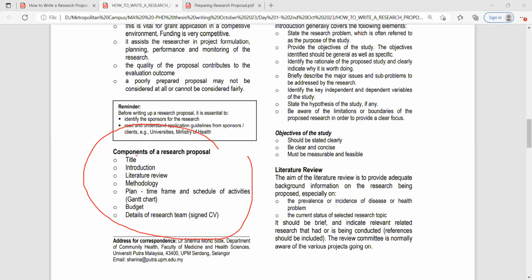See, the title should be there, introduction should be there, literature review, methodology, and your plan, how you're going to do it, and your budget, right? So all those things you have to remember when you're writing a research proposal, right?